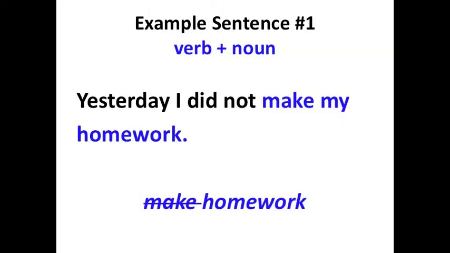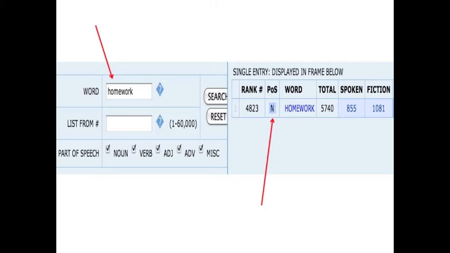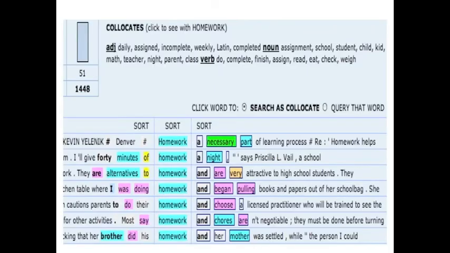Imagine I have this sentence: Yesterday, I did not make my homework. I think there is something wrong with this sentence. Make homework. It's not a correct collocation. So I need to find a correct verb collocation for the word homework. So I type the word homework. And the system tells me that this is a noun. And if I look at the collocation section of wordandphrase.info, it gives me these choices: do, complete, finish, assign, read, eat, check, weigh.